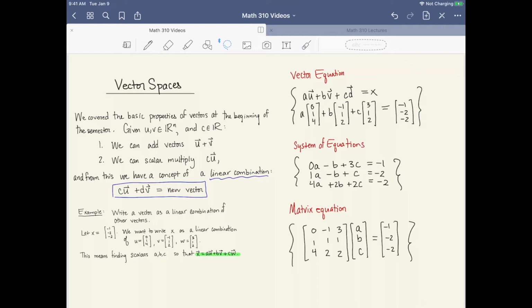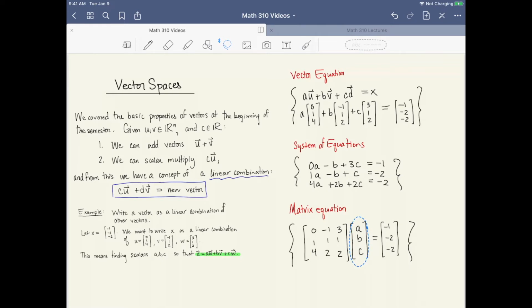We could also think about this as a system of equations. Now, instead of having the numbers collected into the vectors, we're going to put them as the coefficients in a system of equations. And then a, b, and c are written out in every line of the system of equations. And we're still trying to solve for a, b, and c. Probably the most efficient way to think about solving this problem is as a matrix equation. This is yet another way to package the same problem, but now we're looking for the vector a, b, c that solves this matrix equation.